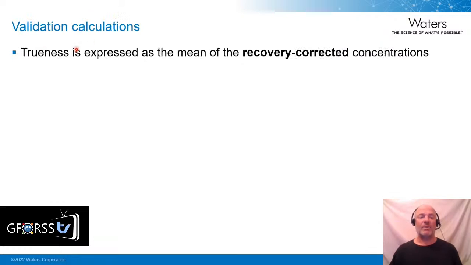The first calculation we're going to look at is for trueness. So trueness is expressed as the mean of the recovery corrected concentrations, because in this experiment we have no internal standard and we're using matrix matched calibration.